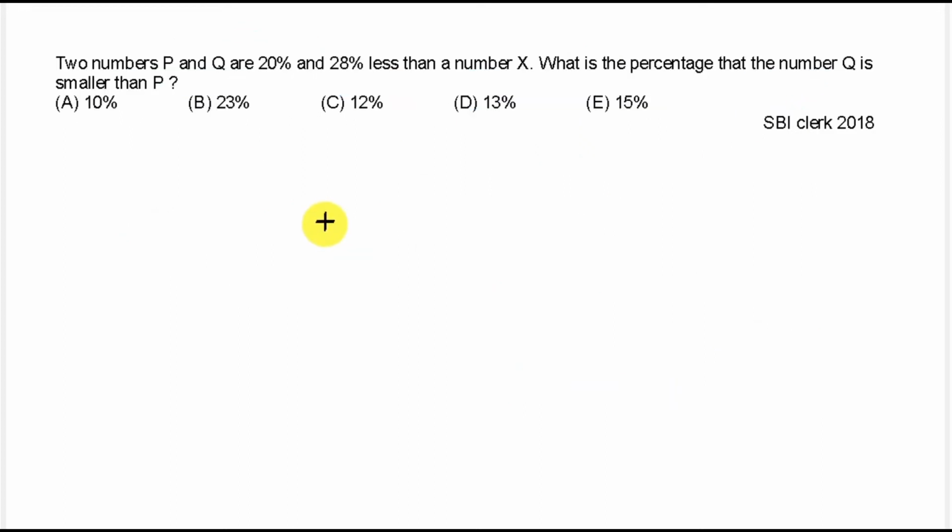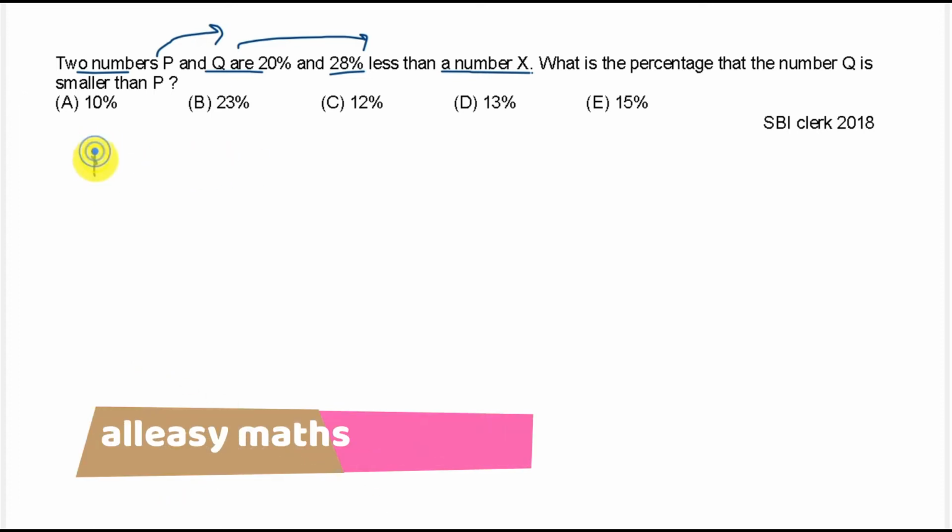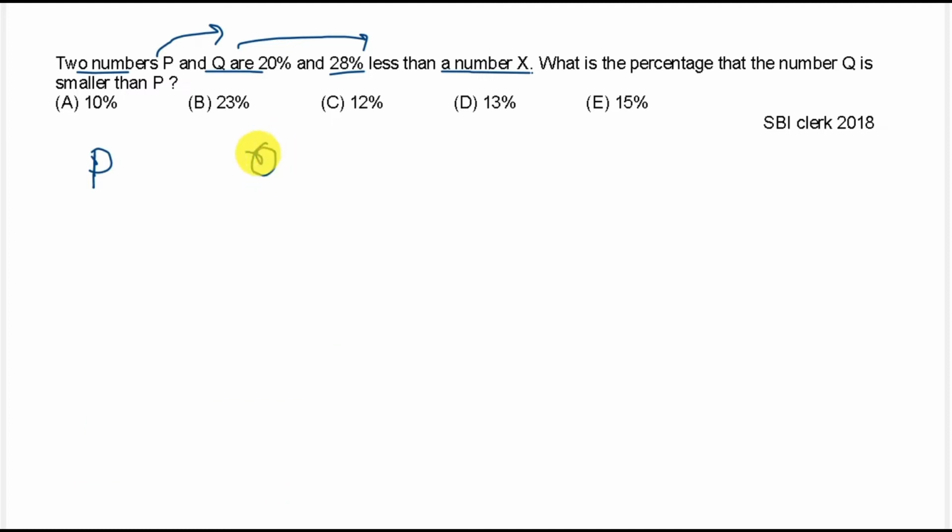Okay, next question is here. Please read the questions carefully and try to solve it, okay, by pausing the video. Right, let's see the question first. Two numbers P and Q are 20% and 30% less than a number X. So here the numbers P and Q are comparing with respect to what? X. So we have P, and then we have Q, and we have X.